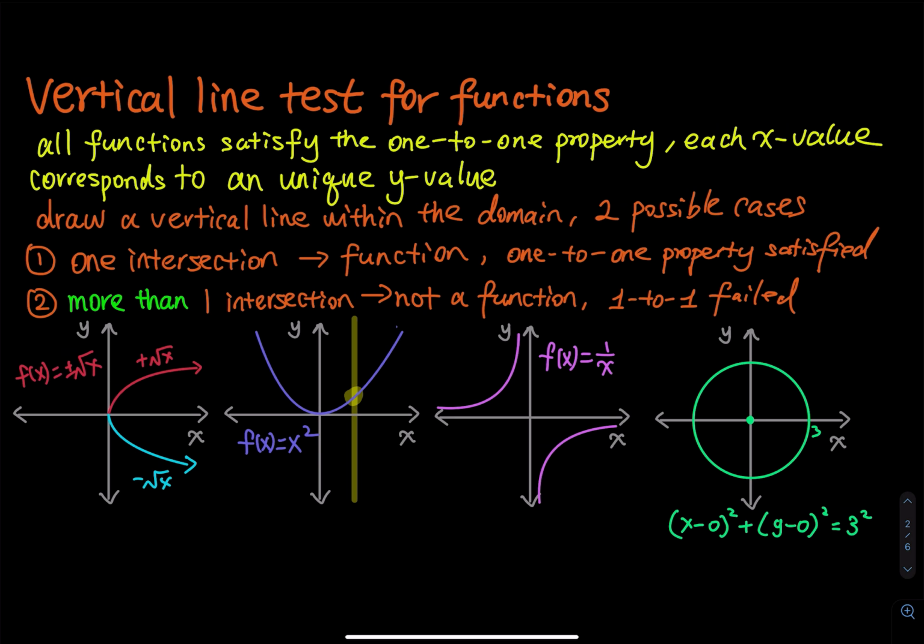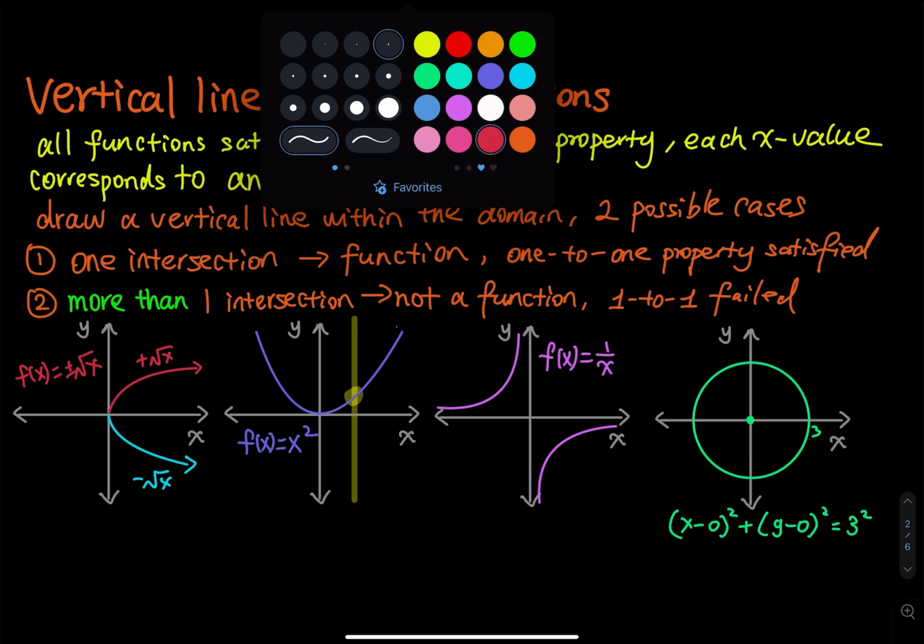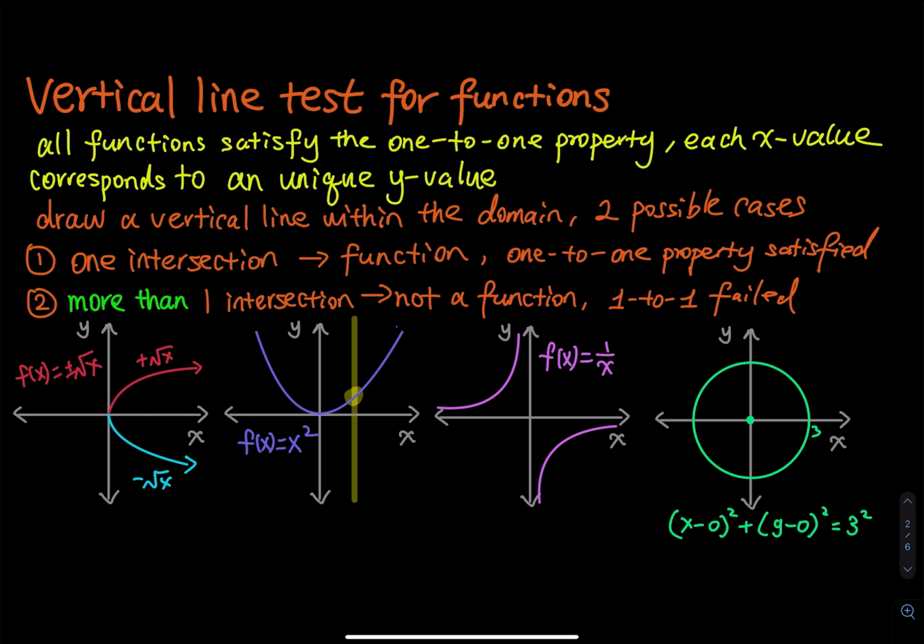So let's write this down. This is one intersection, so one intersection. That means the one-to-one property is satisfied, then this is a function.